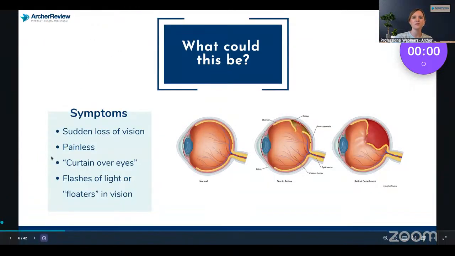So going into our first question, we're going to review some of those high yield or common board conditions. So this is a patient that comes in with a sudden loss of vision. It's painless, but they describe it more as a curtain over their eyes. So that's another kind of clue word, or some small floaters in their vision. This image is great and it gives you a clue into maybe what's going on. So don't forget when you're on your boards, really take a good look at those pictures that they give you. So what do you think this could be?